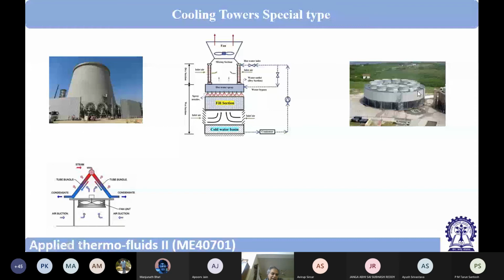This is a dry cooling tower, as I have told. Water comes here and remains only inside the pipeline. So there is no contact between air and water, and air is drawn like this, and this is the fan, and it goes like this. So just like a common liquid to gas heat exchanger, it is a dry cooling tower. And this is a combination of wet and dry cooling tower.